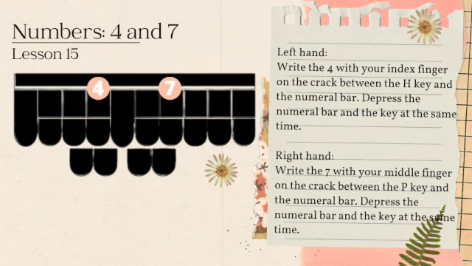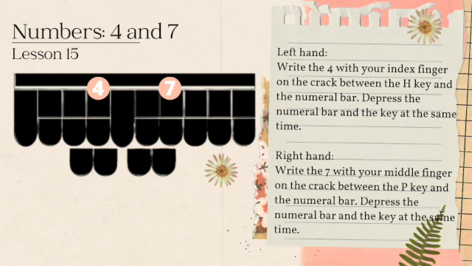Again, using your left index finger, you put it on the crack between the numeral bar and initial H. You press it, then number 4 will appear. Again, you have to press on the crack between initial H and the numeral bar in order for the number 4 to appear. When you don't press these two together, then the number won't appear. So you have to press using your index finger on the crack.